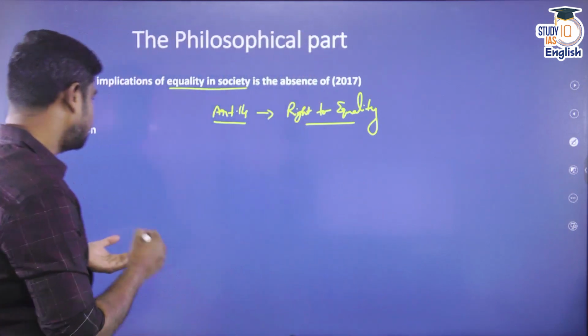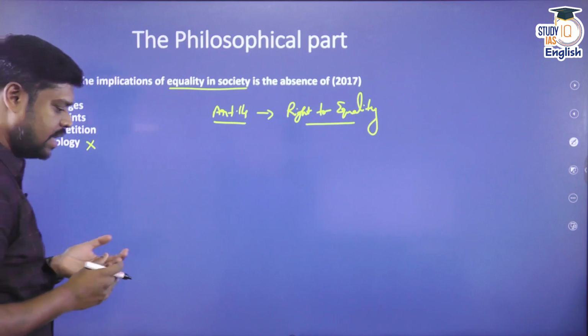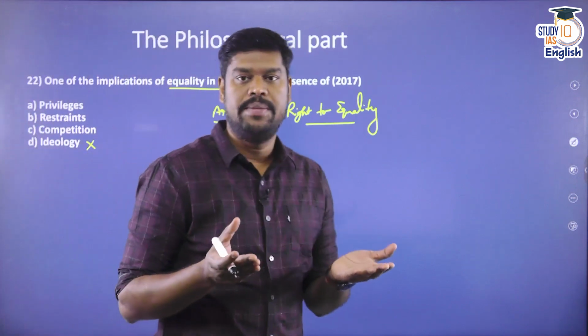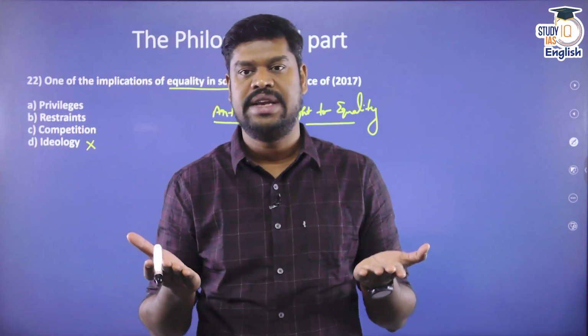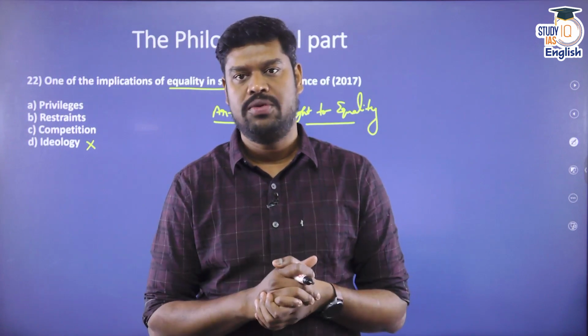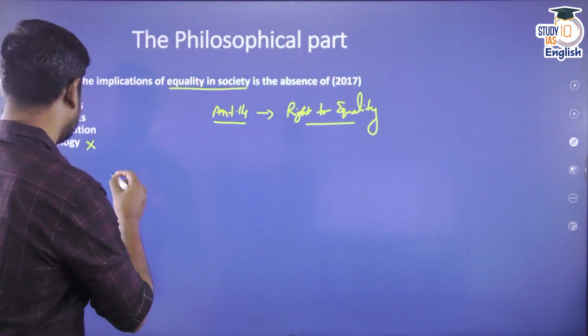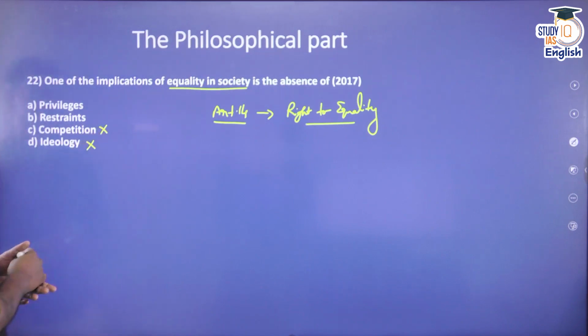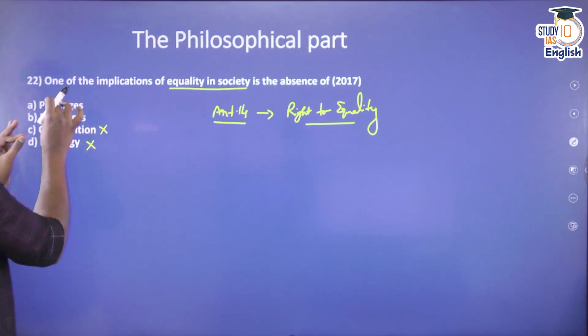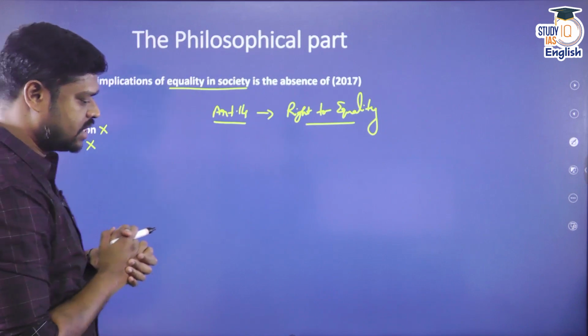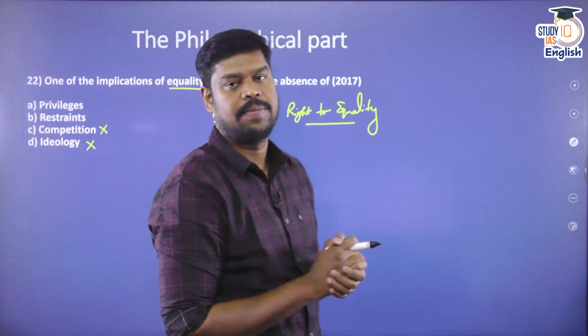Okay. So this is not the right answer. And again, equality means equal platform. That means everybody can equally compete with one another. So equality means there can be more competition rather than absence of competition. So you can also eliminate this particular option. So our confusion could be between two things. One is restraints and the other is privileges.